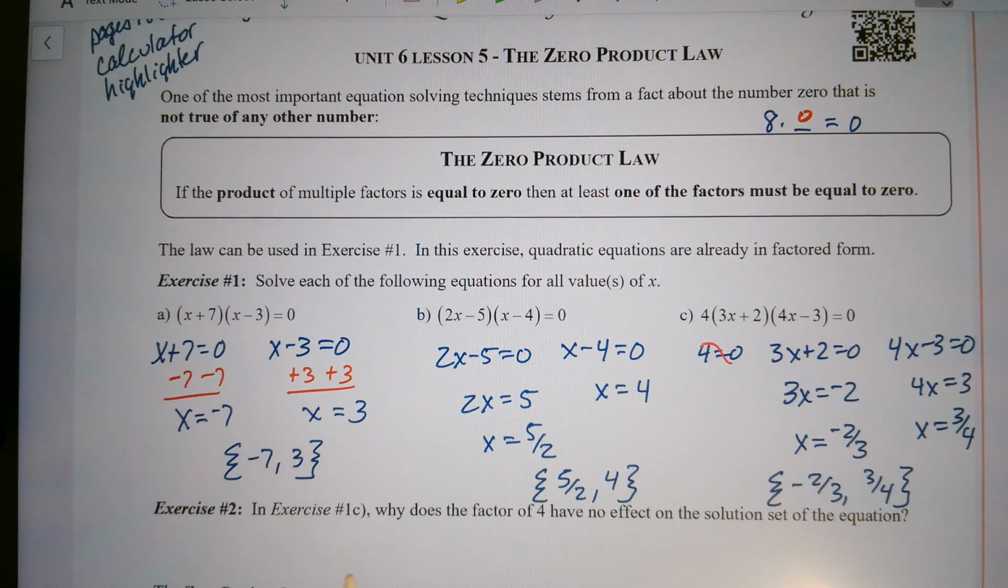In exercise 1C, why does the factor of 4 have no effect on the solution set of the equation? It has no effect because the factor of 4 is a constant. It's a constant or numerical factor.